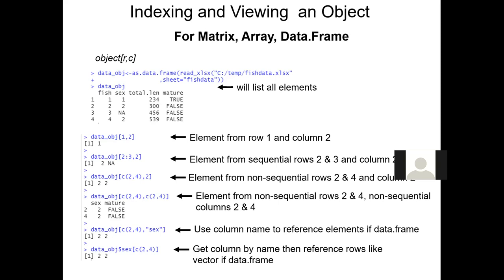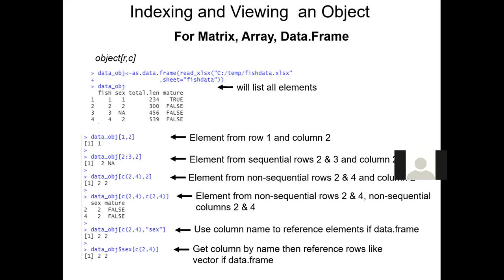Also, another way, if you wanted to do non-sequential rows or even columns, because you can use the concatenation function either in the rows or the column position. So in the next example, I wanted to just look at rows 2 and 4, but in column 2 again. So in this case, sex at row 2 is 2, and sex at row 4 is 2. So that's what's printed out.